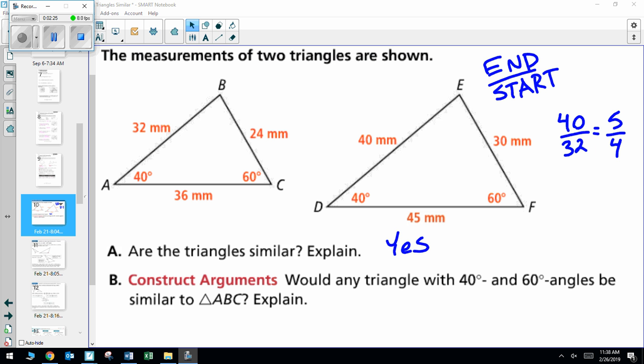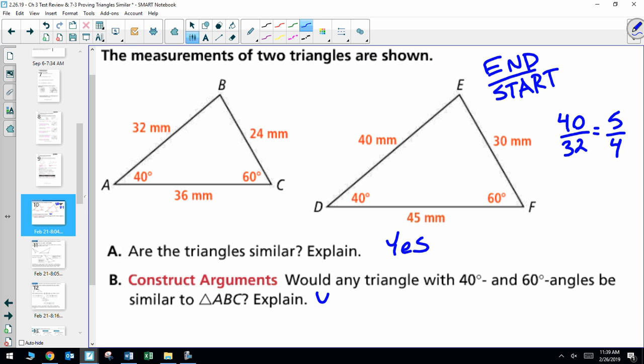Okay, but yes, as you said, if you have a 40 and a 60, then the third one would automatically be the same, right? It'd be 80 degrees for both of those, because there's 180 degrees, and I already have 100 degrees here. So you're right. Any triangle with the same two angle measurements would be similar, because all three angle measures would be the same.